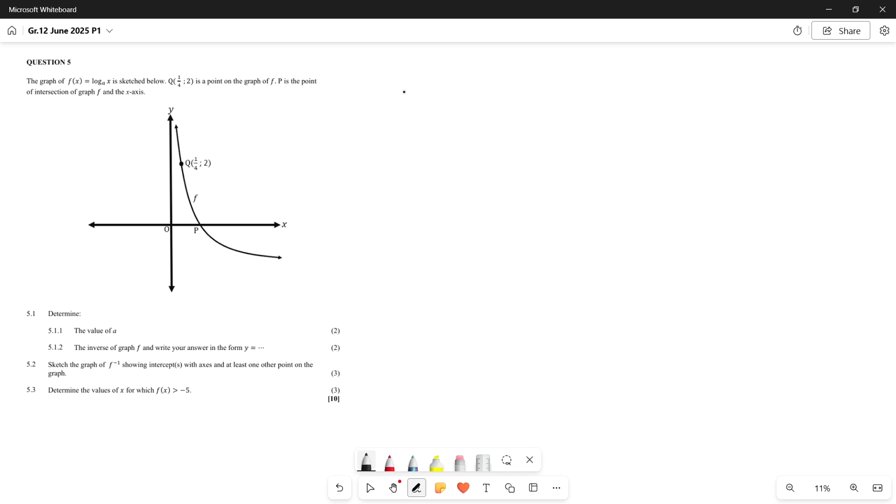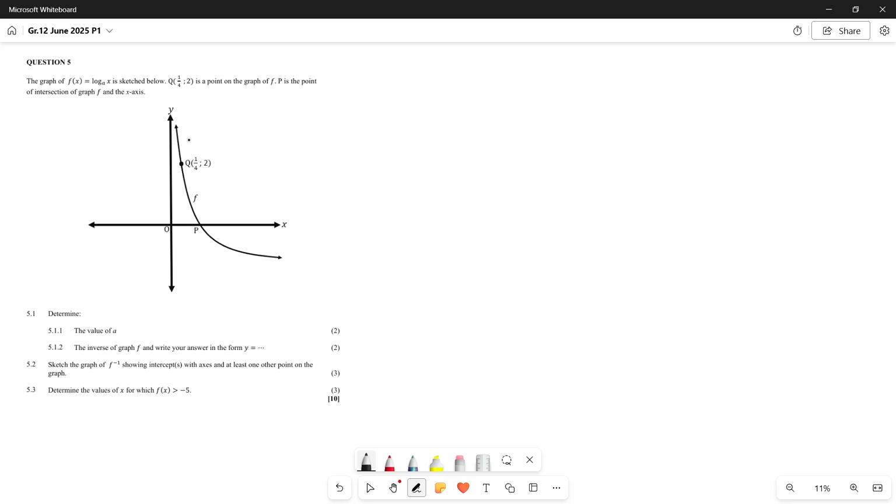Cool, guys. So we're now on question 5. The graph of f of x equals log_a x is sketched below. So this is the inverses section. Q, with coordinate pair (1/4, 2), is a point on the graph of f. P is the point of intersection of graph f and the x-axis.